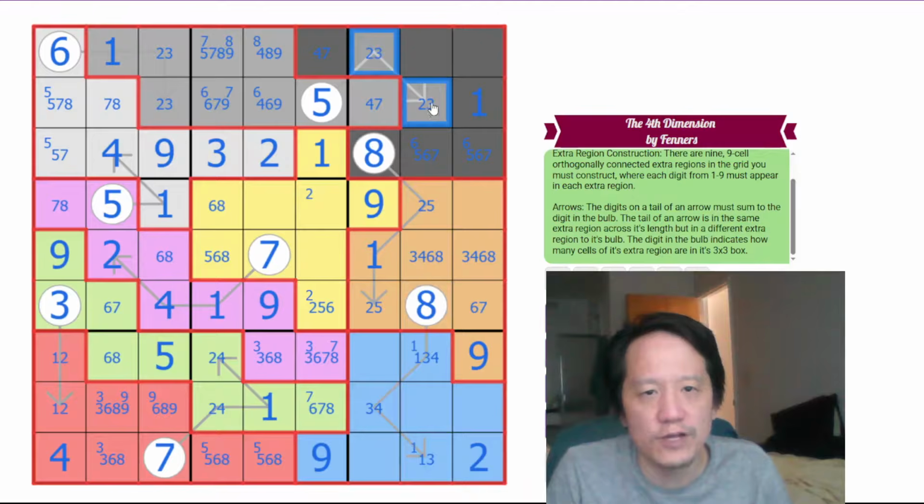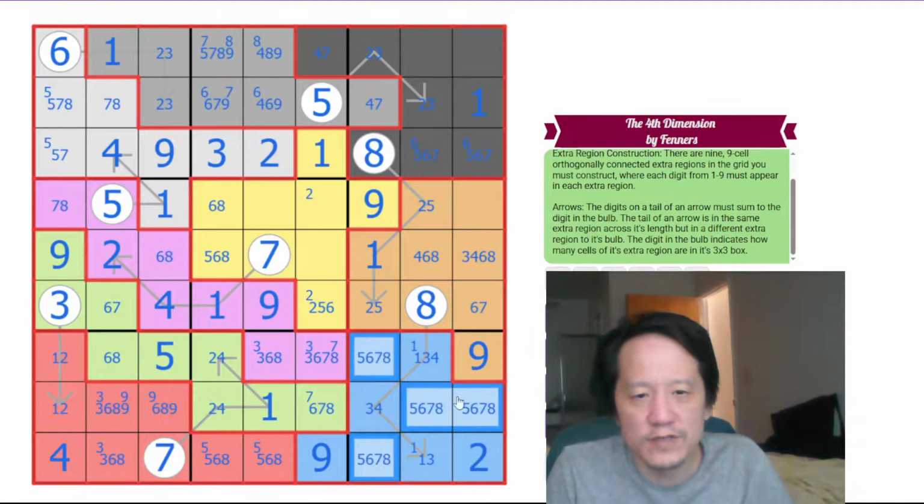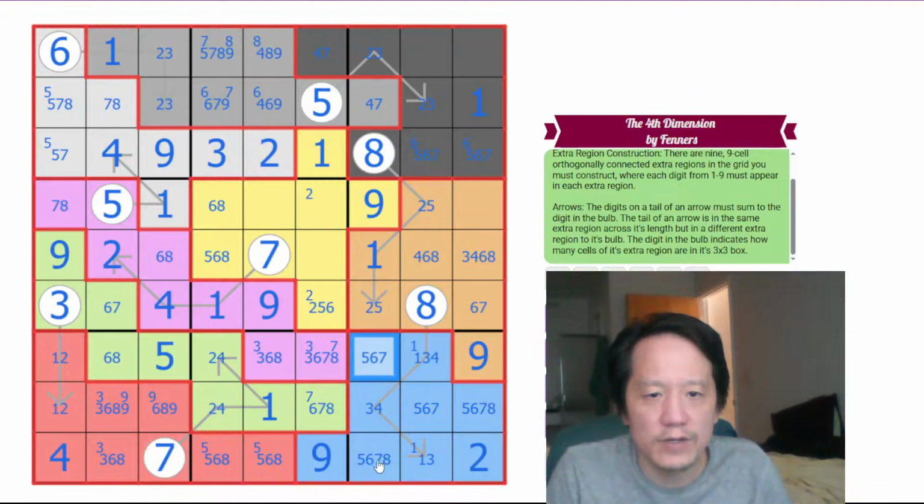We have a 3 in column 7 and 8. We have another 3 in column 7 and 8. Therefore, there cannot be a remaining 3 in the rest of the column. 7 or 8, this can't be 3 here. This has to be 5, 6, 7, and 8 remaining. 8 cannot be here, here, or here.